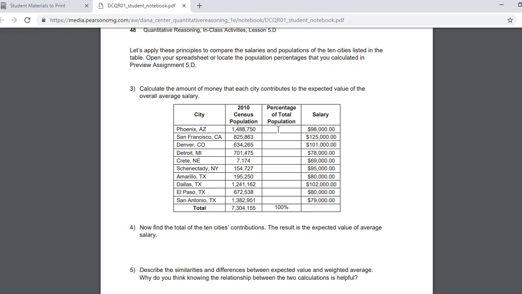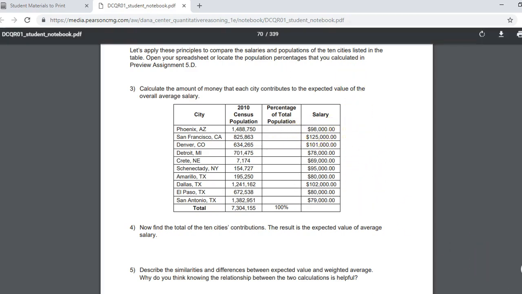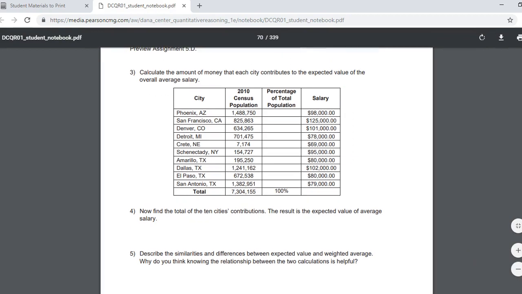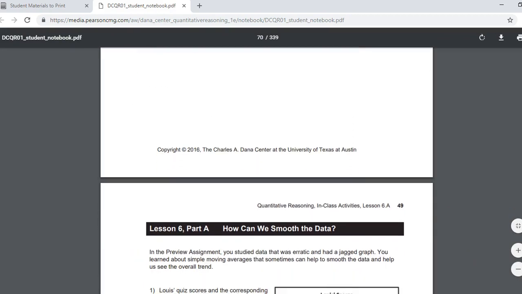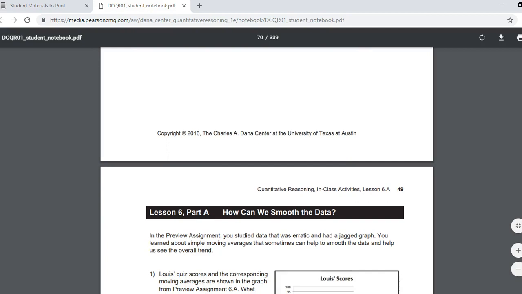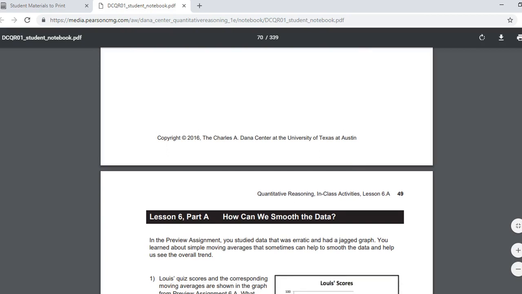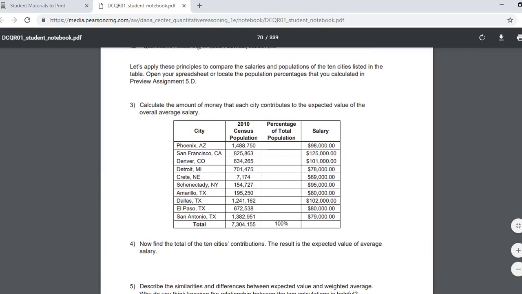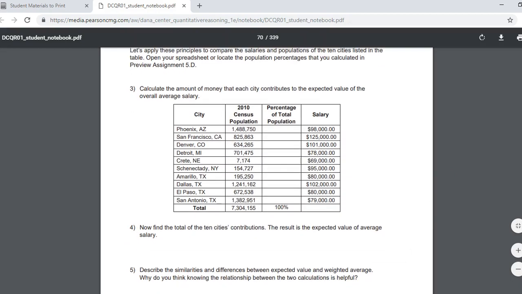And then that became what we used to multiply times the salary, and we created a new column for the weighted average. That would be a really good question to ask on the test, but it could not ask something that had 10 cities, but it could ask something that had 4 or 5 cities. Make sure you know how to do expected value.